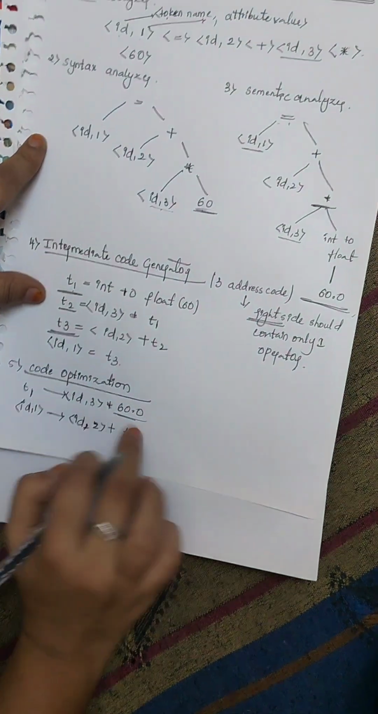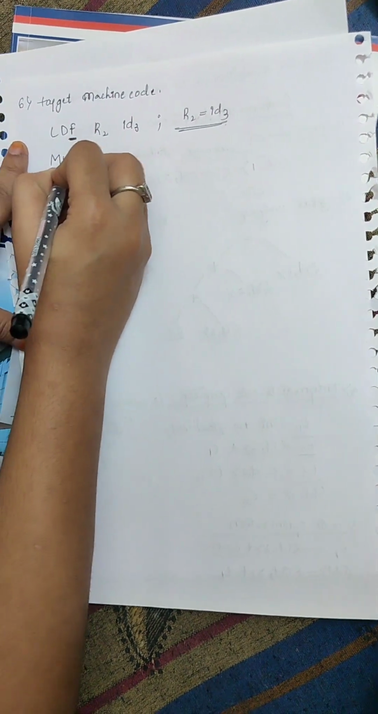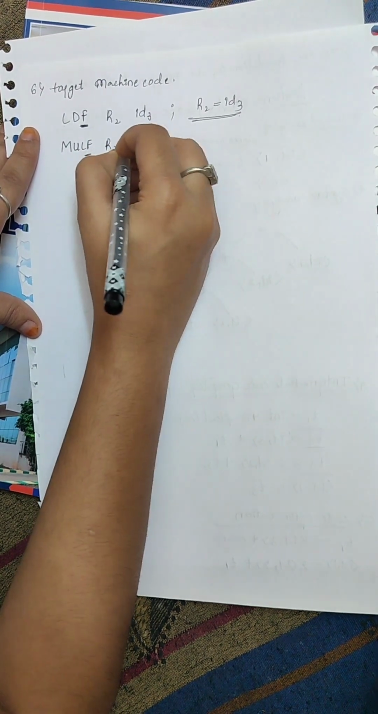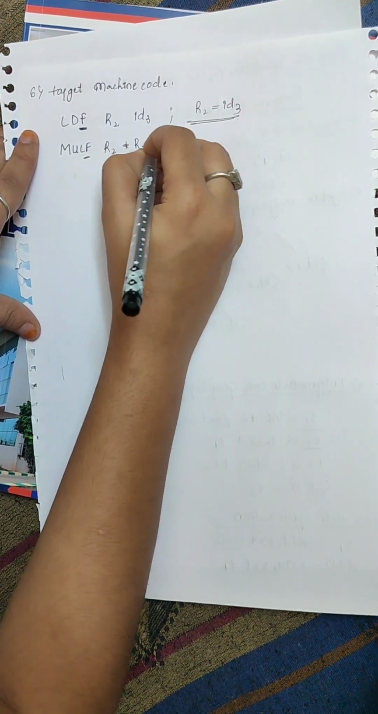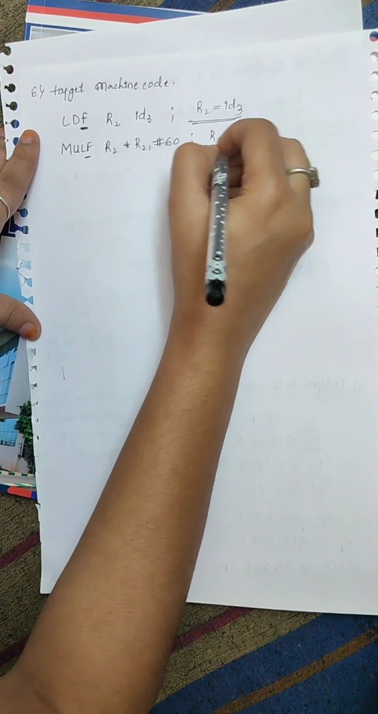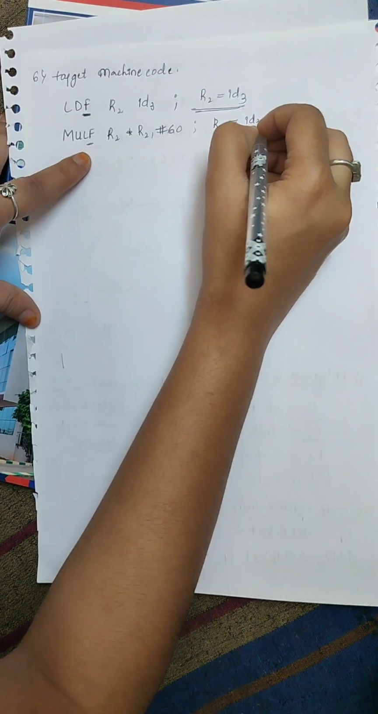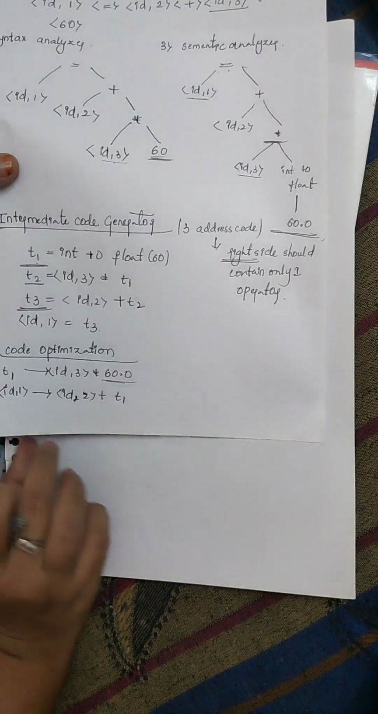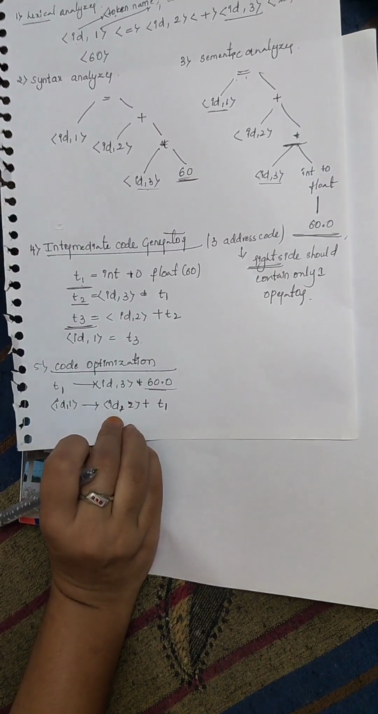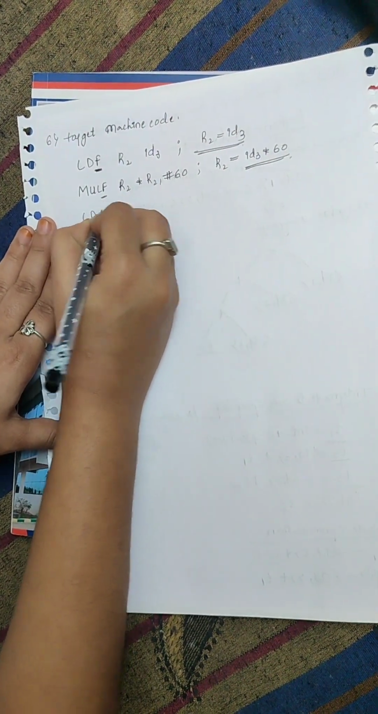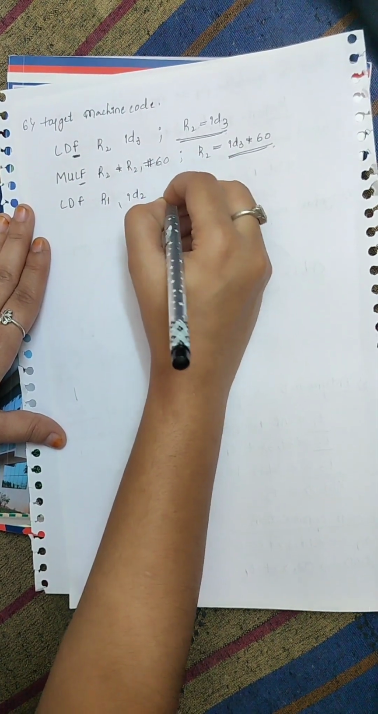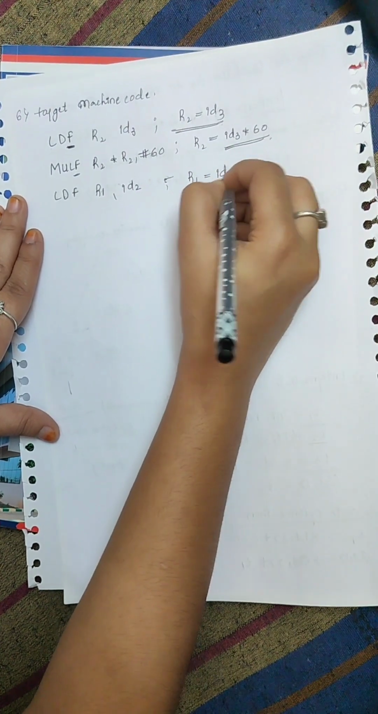Later we do multiplication, so MULF, where F stands for floating value. R2 is multiplied by the constant value 60. It is nothing but R2 = id3 * 60. Later we load the value: load R1 with the value of id2. It is nothing but R1 = id2.